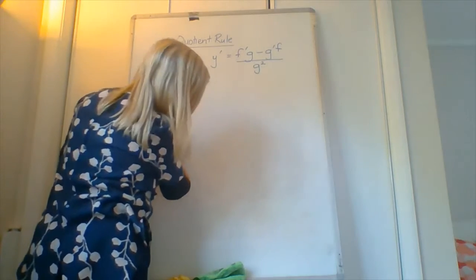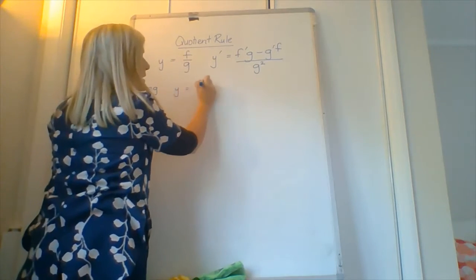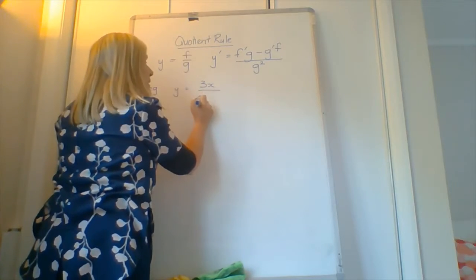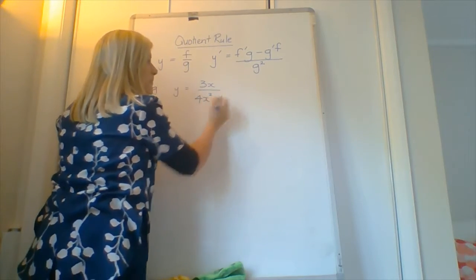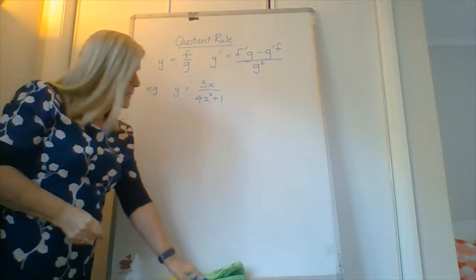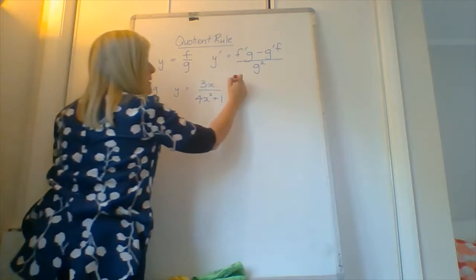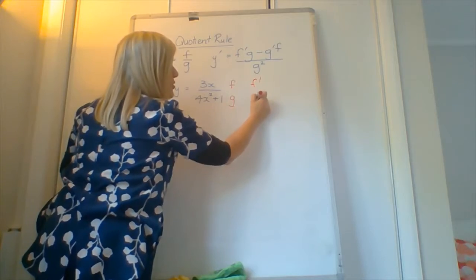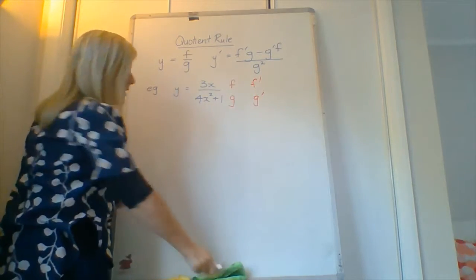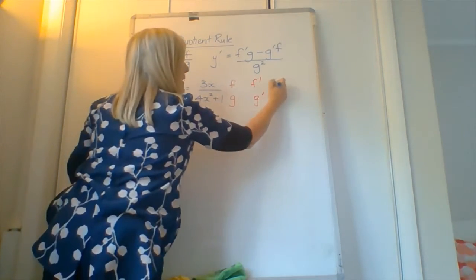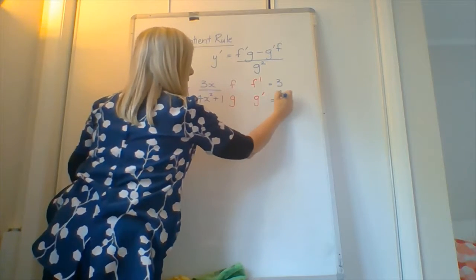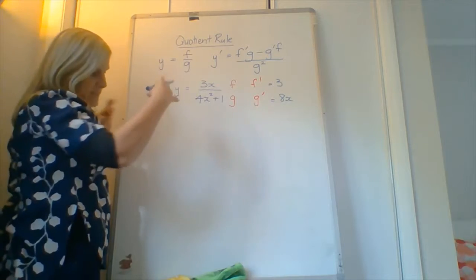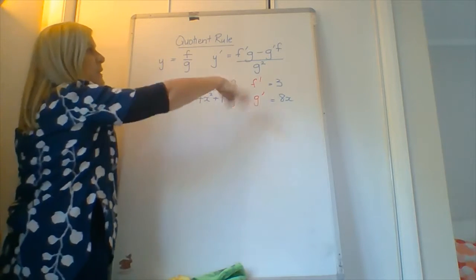So the first one I've got is y equals 3x over 4x squared plus 1. All right, so this is our f and this is our g. So f dash and g dash will equal 3 and 8x. So once we've done our little table, I suppose, of what we've got, we need to put it all into the formula.